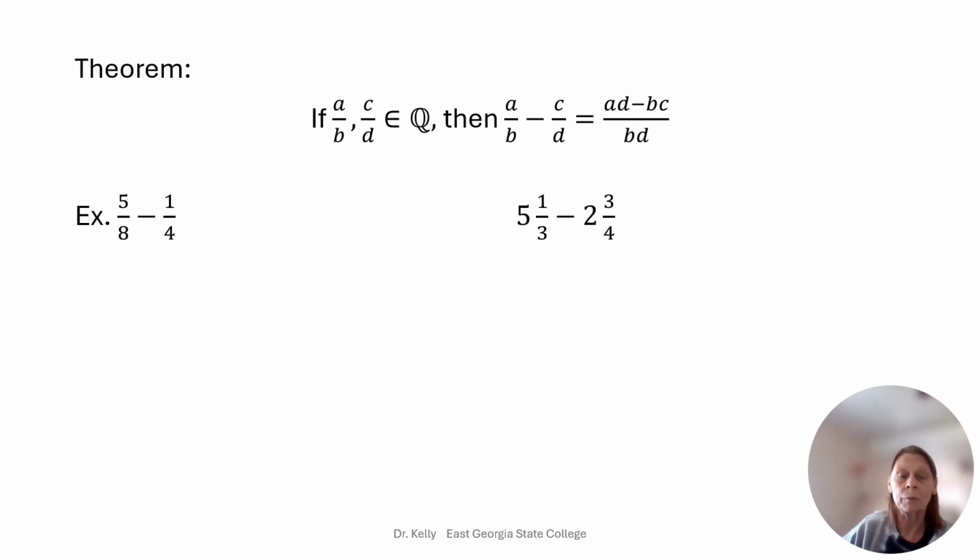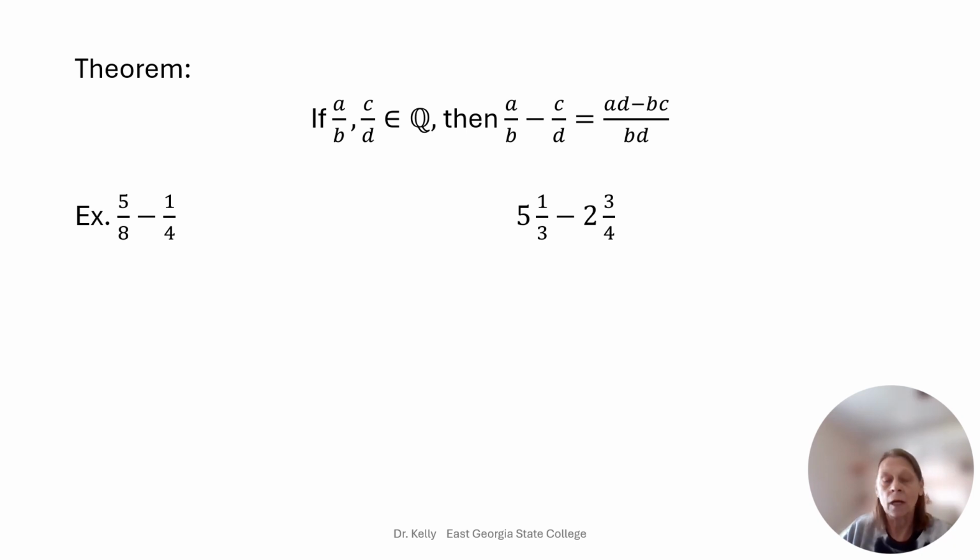All right, that brings us to this next theorem. It says that if A over B and C over D are elements of the rationals, then A over B minus C over D is equal to AD minus BC all over BD. This is the exact same formula that we had for addition, but this is subtraction.